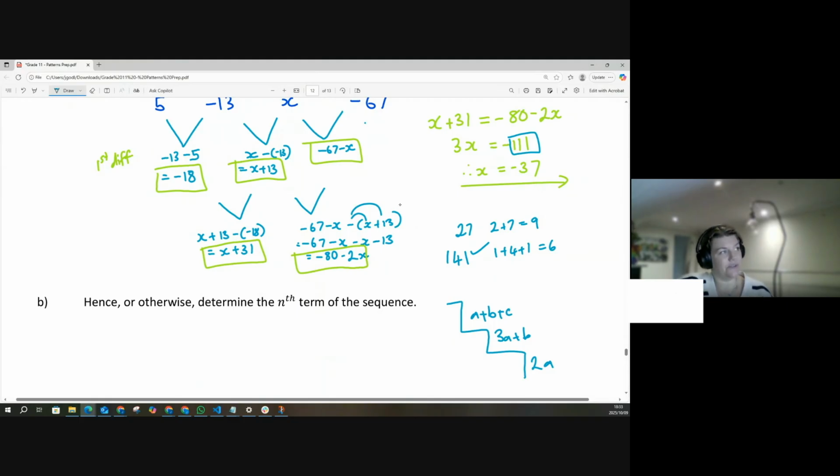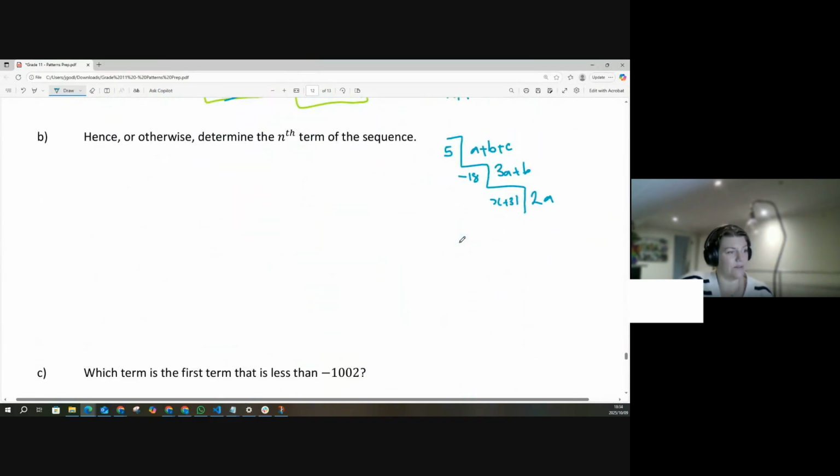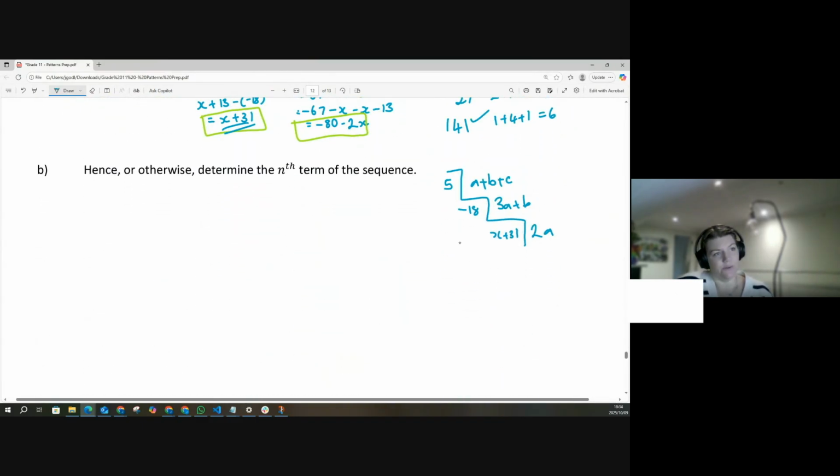And we can actually just use what we already have. So we've got the 5, then we've got negative 18, and here we've got x plus 31. And we know that x is negative 37, right? So let me scroll down here now. Okay, so we always work from the bottom up. So x plus 31 is equal to 2a, but we know that x is negative 37. So negative 37 plus 31 equals 2a. 2a equals negative 6. Therefore, a is equal to negative 3.